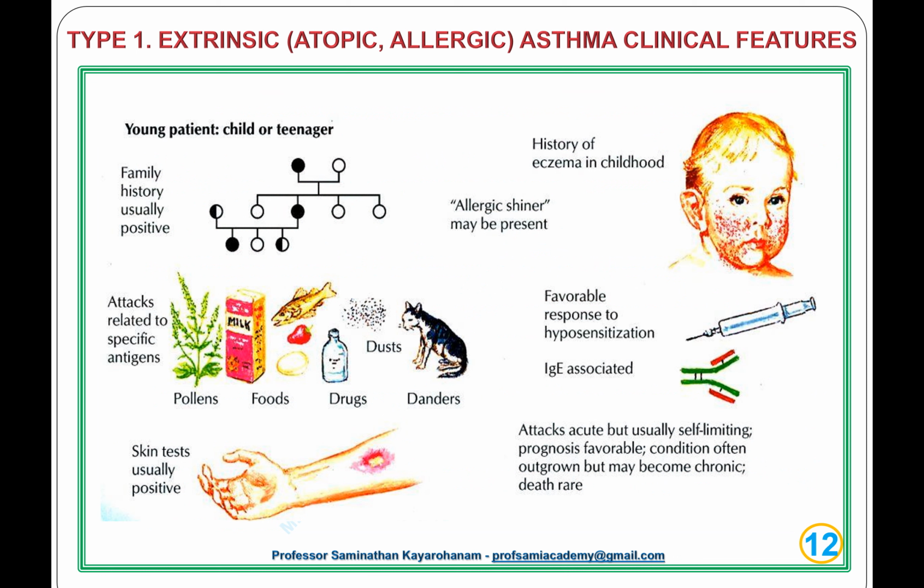Next slide. Extrinsic allergic asthma. Clinical features: it most commonly affects young patients, children or teenagers. Family history is usually positive. Attacks are related to specific antigens like pollens, foods, drugs, dusts, danders. Skin tests are usually positive. History of eczema in childhood. Allergic shiner may be present. Favorable response to hyposensitization. IgE associated. Attacks acute but usually self-limiting. Prognosis favorable. A condition often outgrown but may become chronic. Death is rare.